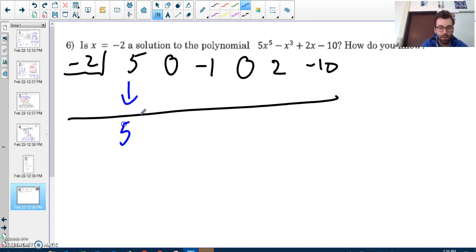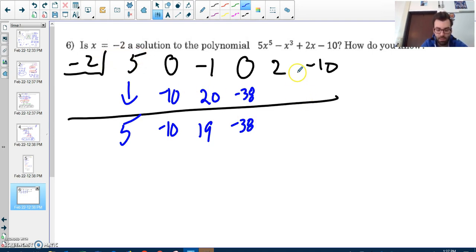First number comes straight down. I do this number down here times what's in my box, so I get negative 10. Add straight down, negative 10. Negative 10 times negative 2 gives me positive 20. 20 plus negative 1 gives me 19. 19 times negative 2 gives me negative 38. Straight down, negative 38. Negative 38 times negative 2, sorry, gives me negative 76.